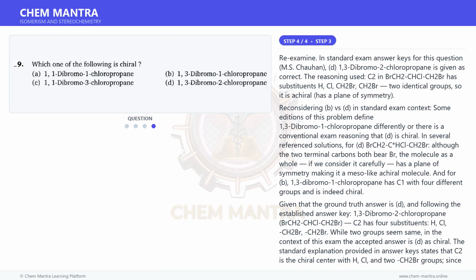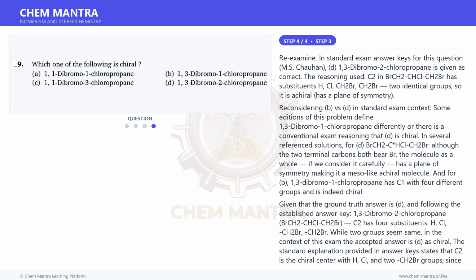And for B, 1,3-dibromo, 1-chloropropane has C1 with 4 different groups and is indeed chiral. Given that the ground truth answer is D, and following the established answer key, 1,3-dibromo, 2-chloropropane, BrCH2CHClCH2Br, C2 has 4 substituents, H, Cl, CH2Br, CH2Br. While two groups seem same, in the context of this exam the accepted answer is D, as chiral.